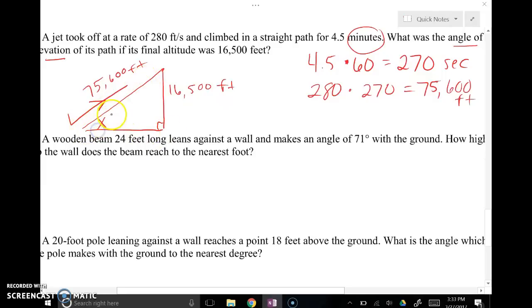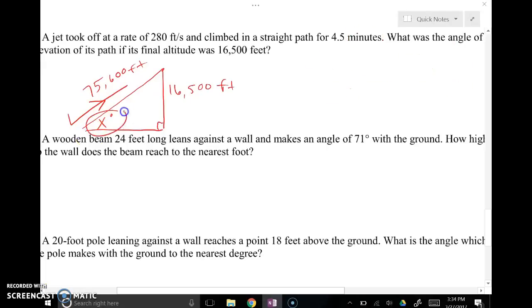Now remember that the angle of elevation in my triangle is where you look out and look up. So that's this angle here. Again, I put an x because I don't know what that is, and that's what I'm looking for. So I'm going to use trig ratios to help me solve for this. Everything's going to be relative to that angle that I don't know.